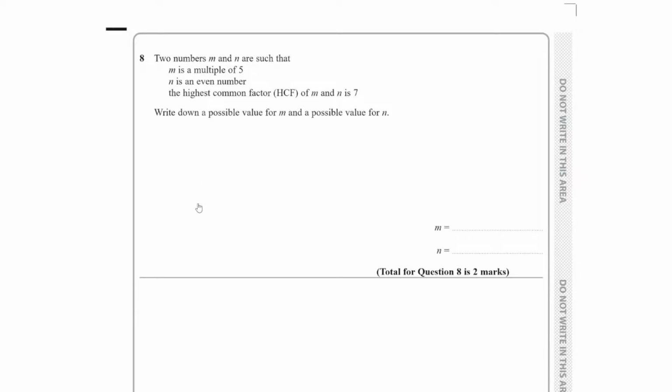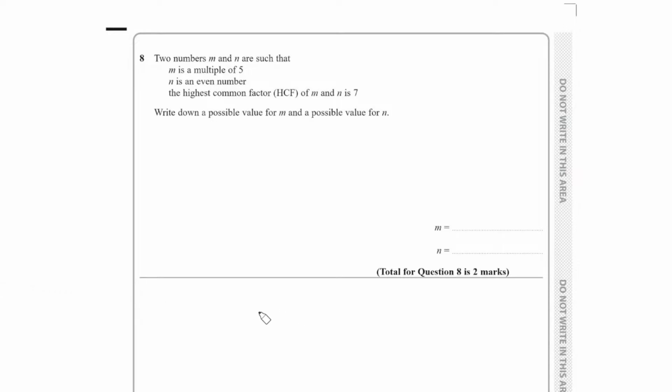Okay, question 8. So we've got two numbers m and n. They've said that m is a multiple of 5 and n is an even number, and also the highest common factor of m and n is 7. So write down a possible value for m and a possible value for n. Now obviously you can just test things out if you want, but the way that I worked this out, a bit more of a method, was I used the logic of the highest common factor. And I kind of just reverse engineered it.